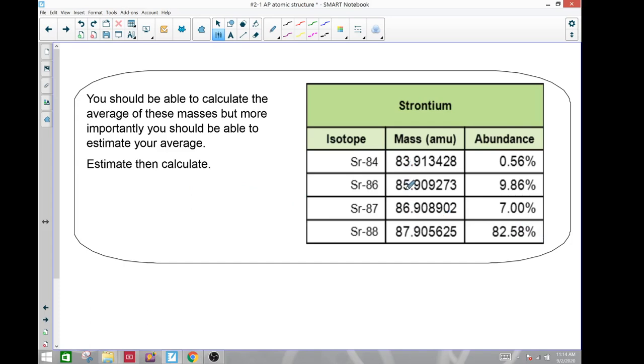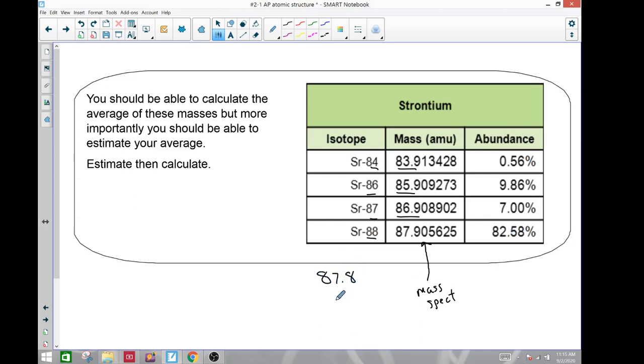We got 83.9, 85.9, 86.9, 87.9. Now notice the slight difference there. That's a mass measured by a mass spectrometer, and that's why we're getting some slight variation. But basically this essentially is 88, this essentially is 87, this essentially is 86, this essentially is 84. So this thing is going to be really close to 88 because of the values here, but slightly below. So I might estimate without looking at the periodic table, I might say this is going to be 87 point, I'm going to guess 8.